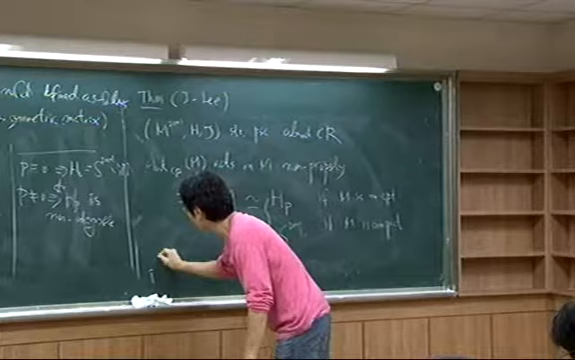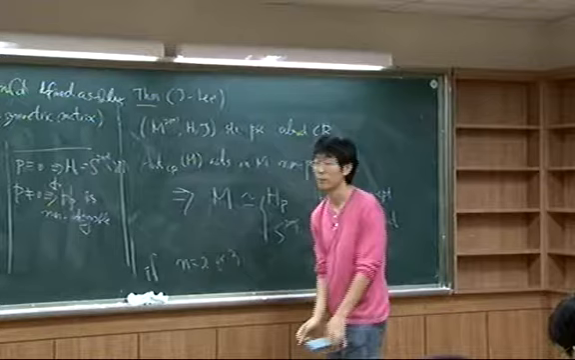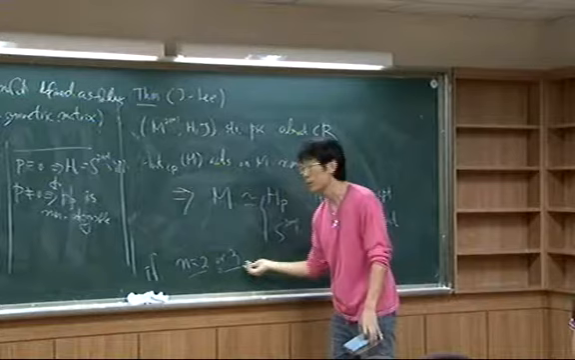If n is 2 or 3, we don't know the higher dimensional case. We can just prove this for the 5 and 7 dimensional cases.